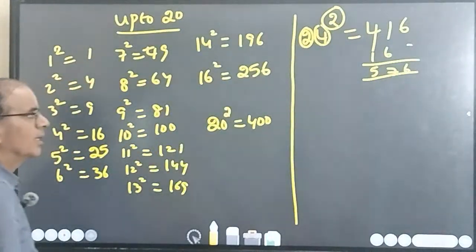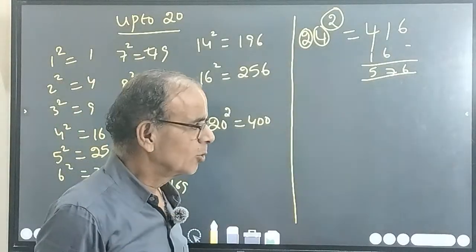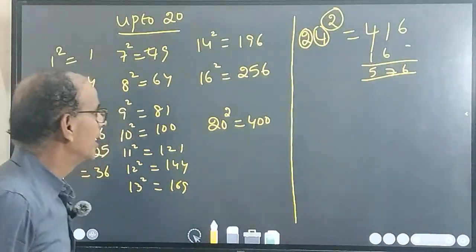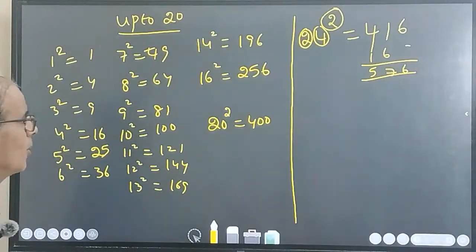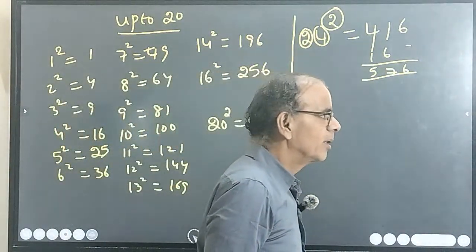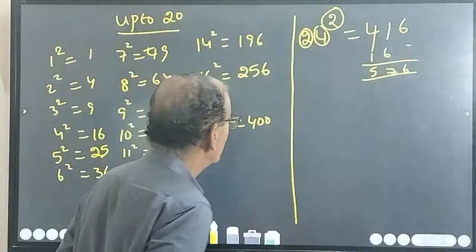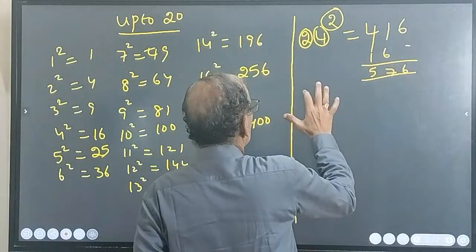576 is the answer. 24 squared: you write 2 squared, you write 4 squared, then you multiply all these numbers. 2 into 4, 8. 8 into 2, 16. You write 16.